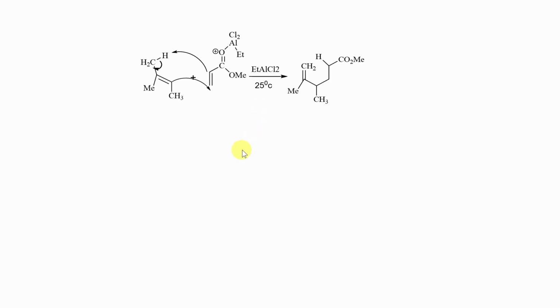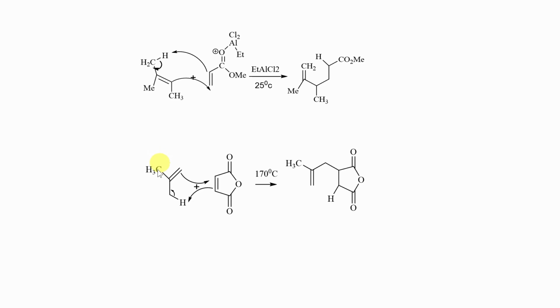Then another example. See in this example also, here is an electron donating methyl group in the ene, that enhances the rate of reaction, and also it is maleic anhydride. This anhydride group is an electron withdrawing group in the enophile that also makes the reaction faster, and hence this product is formed after the Ene reaction.